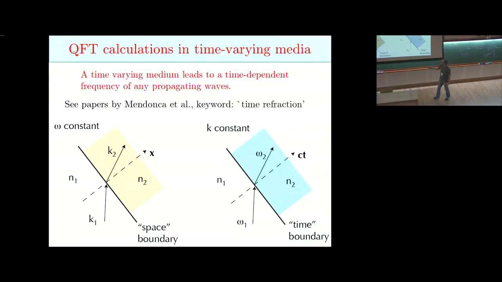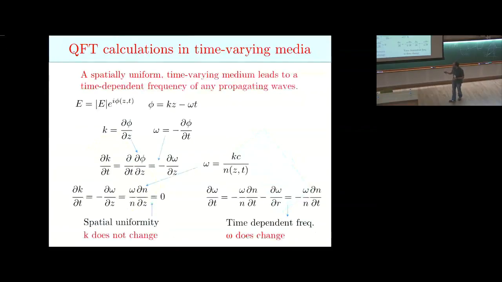Now, the k vectors will not change. There's nothing to diffract or refract from. There's no spatial interface. So the k vectors are conserved. But on the other hand, what I'm saying is that frequency will change. So the colors of these lights, if I were to suddenly increase the refractive index of the air from 1 to 2, you'd see all the colors emitted from these projectors, for example, would change. So how do I show that?